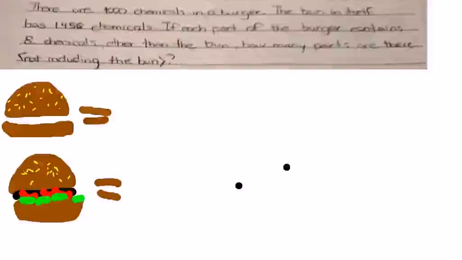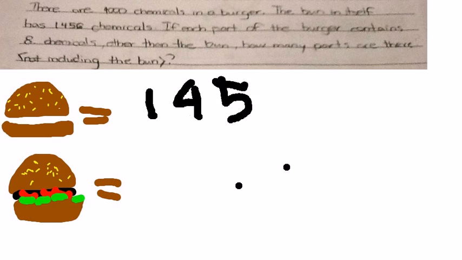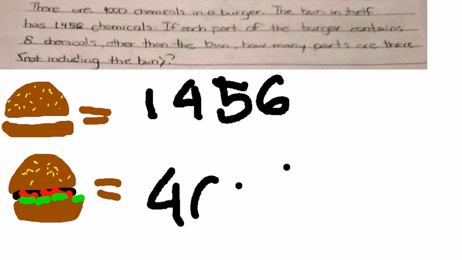There are 4,000 chemicals in the burger. The bun itself has 1,456 chemicals. If each part of the burger contains 8 chemicals other than the bun, how many parts are there including the bun? So first, we know that the bun has 1,456 chemicals, and the total burger has 4,000 chemicals.